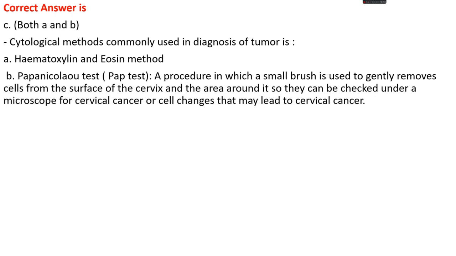We already discussed hematoxylin and eosin methods in a previous video. The hematoxylin and eosin method is a staining method where hematoxylin stains the nuclear content of cells and eosin stains the cytoplasmic content of cells, which helps to see the structures and structural changes in the nucleus and the cytoplasm, and helps in the diagnosis of a tumor. While the Papanicolaou test, also known as a PAP test, is a procedure in which a small brush is used to gently remove cells from the surface of the cervix and the area around it, so that they can be checked under the microscope for cervical cancer or cell changes that may lead to cervical cancer.